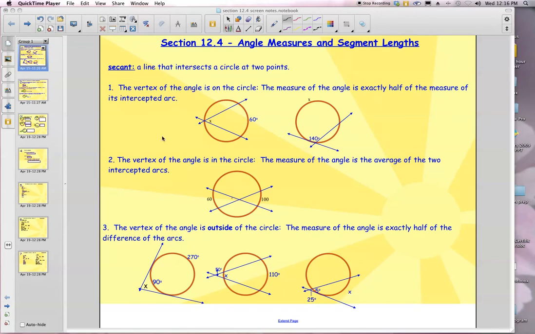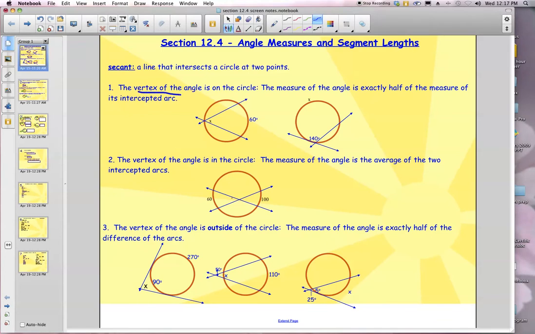So the first 3 topics that we're going to talk about have to do with angles that are created inside the circle, or that have something to do with being on the circle. For example, this first one has to do with the vertex. In the case where the vertex of the angle is on the circle, the corner of your angle is on the circle itself. The relationship is that the measure of the angle is exactly half of the measure of its intercepted arc.